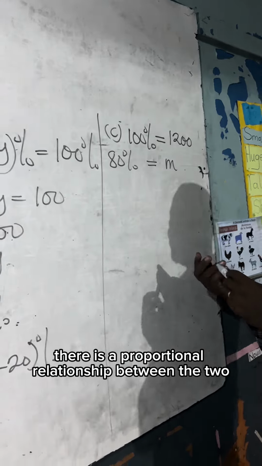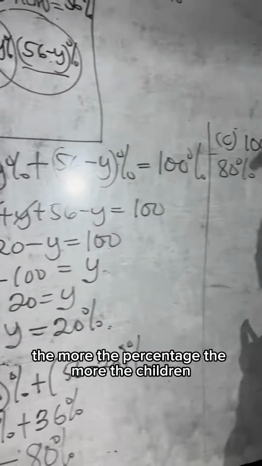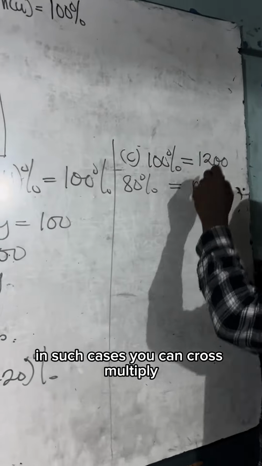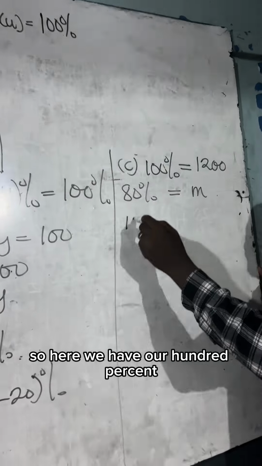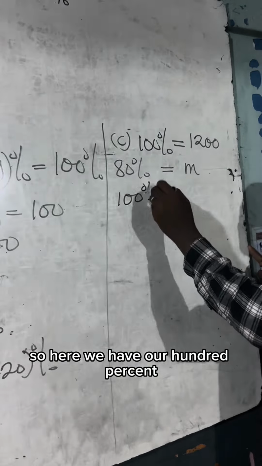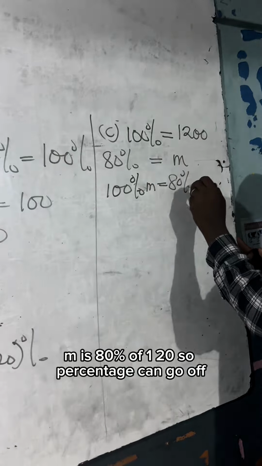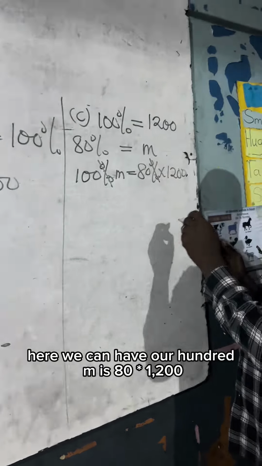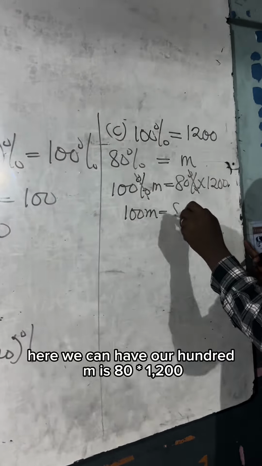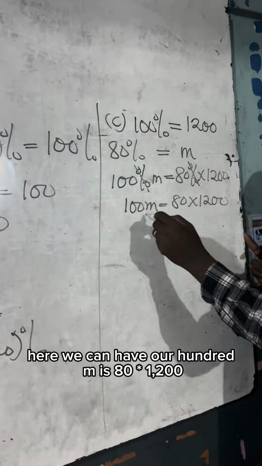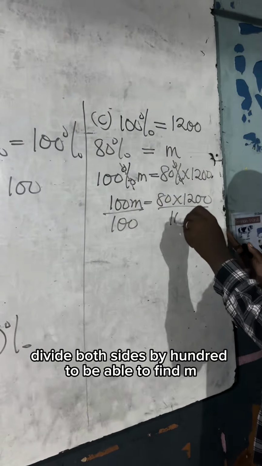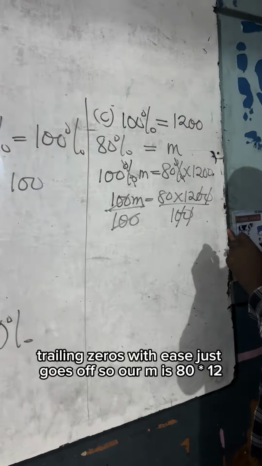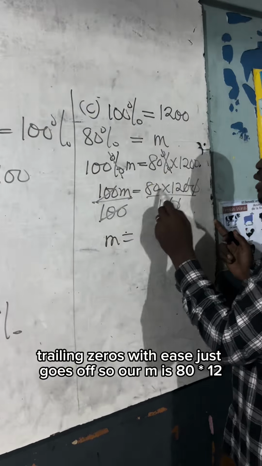Now, there is a proportional relationship between the two. The more the percentage, the more the children. The less the percentage, the less the children. In such cases, you can cross multiply. So here we have our 100%, M is 80% of 1,200. So percentage can go off here. We have 100M is 80 times 1,200. Divide both sides by 100 to find M. Trailing zeros just go off. So our M is 80 times 12.